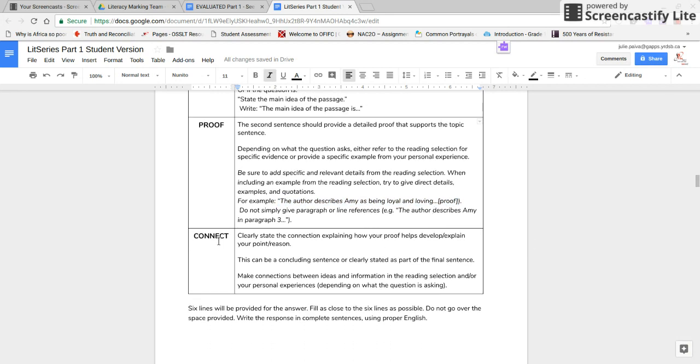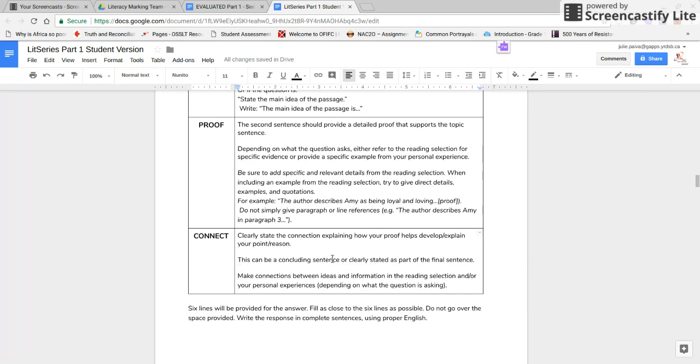And then the kicker is you have to make that connection, okay? You have to clearly state how your proof helps explain or develops your point or your reason. So how is taking care of a squirrel and her being loyal and loving making her a kind and caring person? So I'm going to need to write a sentence that says something along the lines of, therefore, Amy is such a loyal and loving, kind person as she nurses all of these hurt animals back to health. And she wants to make sure that all living creatures are given a wonderful life. I mean, Amy sounds like the greatest person, right? Okay, so that's the connecting sentence.